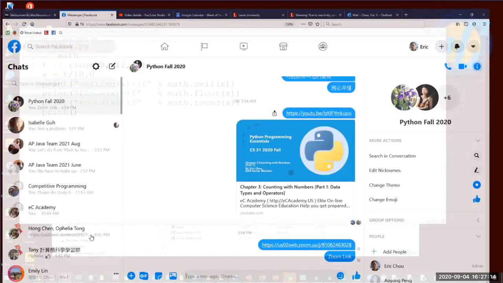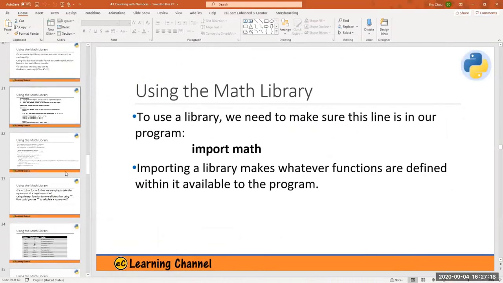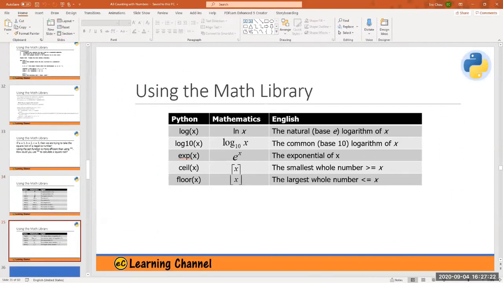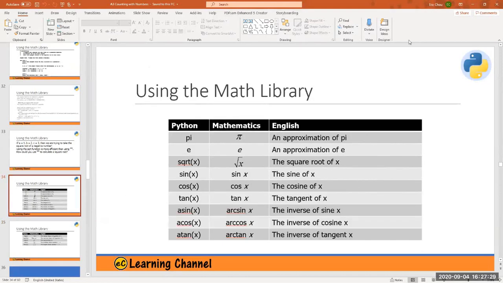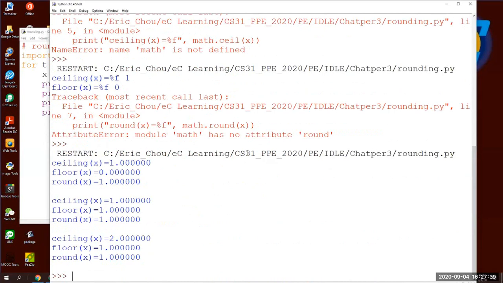Let's see. Go back to here. Math library, cosine, ceiling. Rounding probably doesn't need the math. Okay, let's try this one. Yeah, rounding doesn't need that one. Is that okay so far?